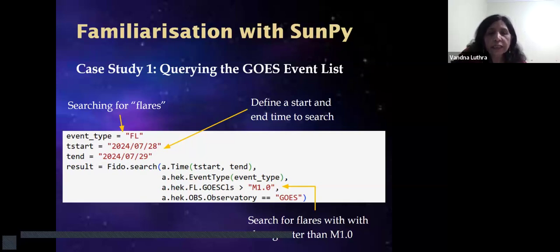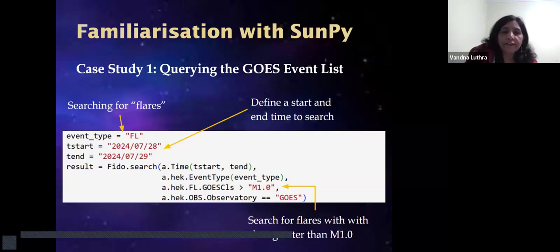And result is going to be Fido.search, a.Time, with Time in caps, and then in the bracket T start and T end. It has another attribute, which is a.hek.EventType, and in the bracket event type. Event type would mean a search of flares which are greater than M1.0. In this case, a.hek.FL.GOESCLS greater than M1.0, and a.hek.OBS.Observatory equal to GOES.